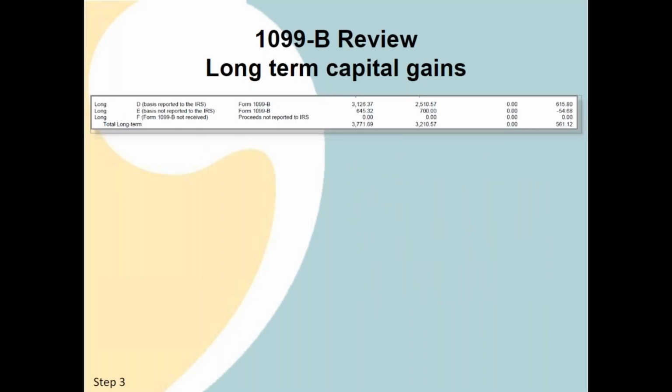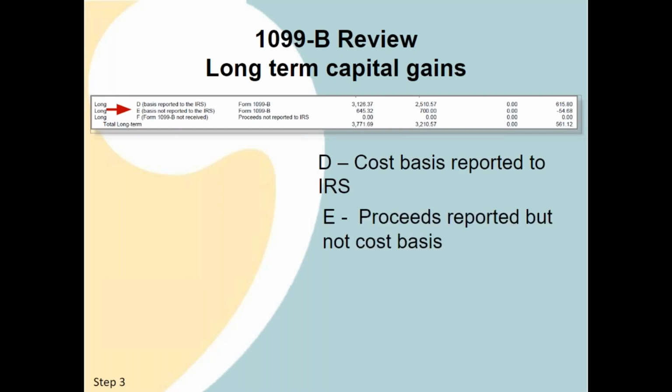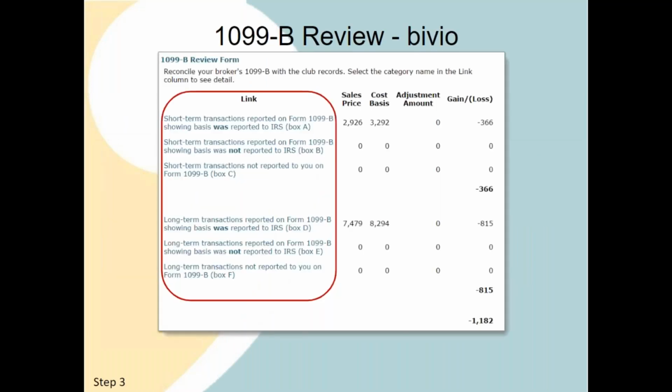There are similar categories in the long-term capital gains sections. They are labeled D, E, and F. In Section D, basis is reported to the IRS. In Section E are the non-covered sales where proceeds, but not cost basis, are reported to the IRS. And in Section F are transactions not reported for various reasons in either of the other 2 categories. You'll see these same 6 categories on the opening page of the 1099-B review report.